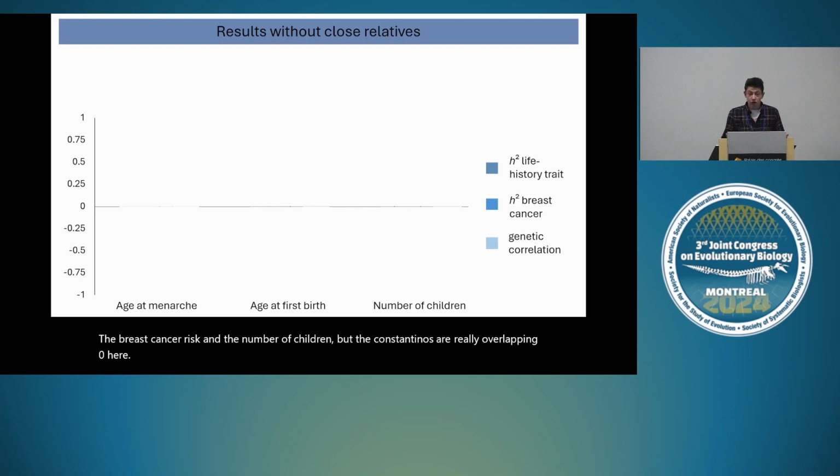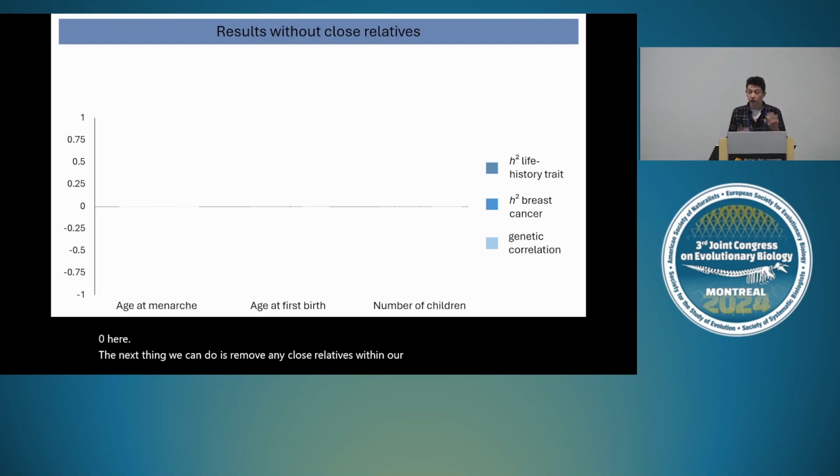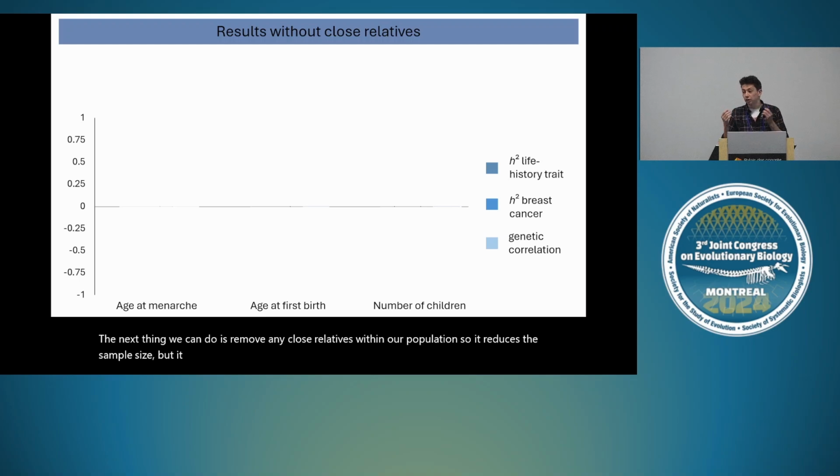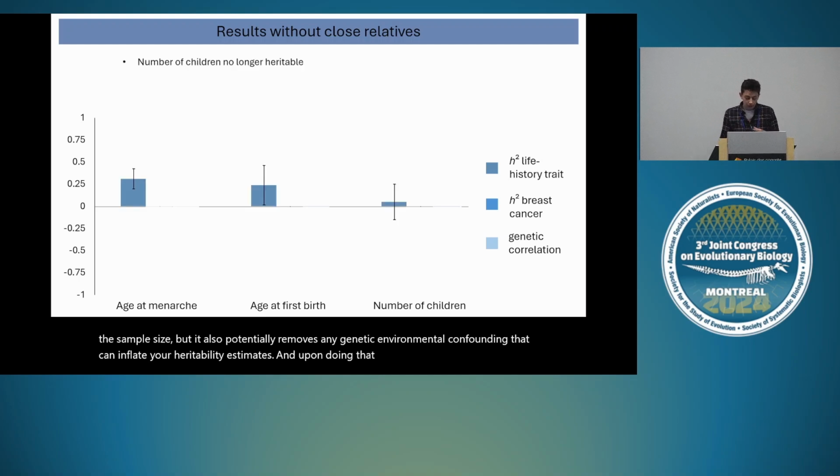The next thing we can do is remove any close relatives within our population. It reduces the sample size, but it also potentially removes any genetic-environmental confounding that can inflate your heritability estimates. And upon doing that, we retained heritabilities of age at menarche and age at first birth, but you see that the number of children estimate decreases and is no longer significant.